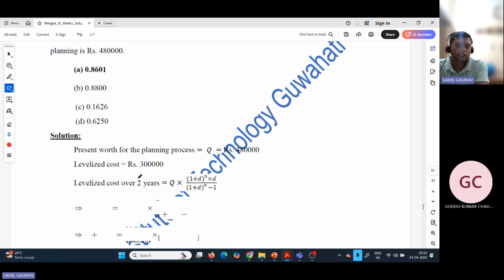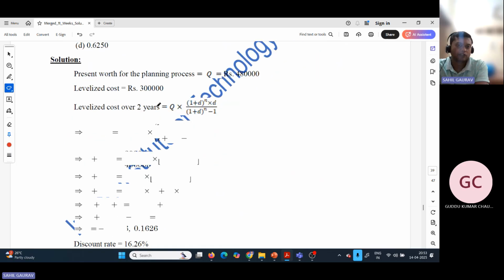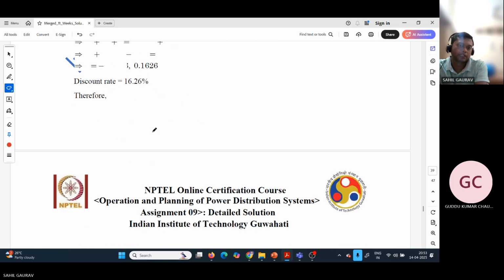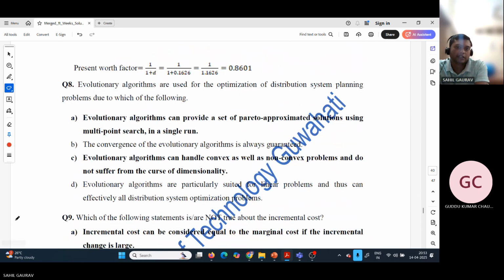So again, this question is based on the levelized value. Just keep in mind that Q is the present worth of money in the levelized cost expression. Next, they have asked about evolutionary algorithms. We know that an evolutionary algorithm can provide a set of Pareto approximate solutions using multi-point search in a single run, and the convergence is not always guaranteed. So that statement is incorrect. Option C is correct. Evolutionary algorithms can handle convex as well as non-convex problems and do not suffer from the curse of dimensionality.